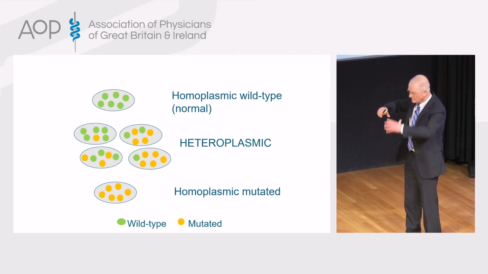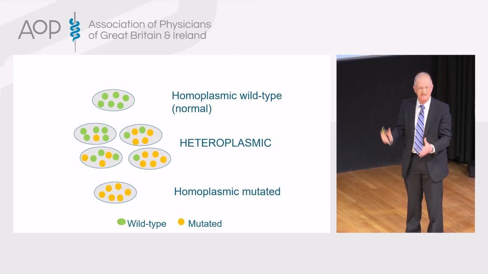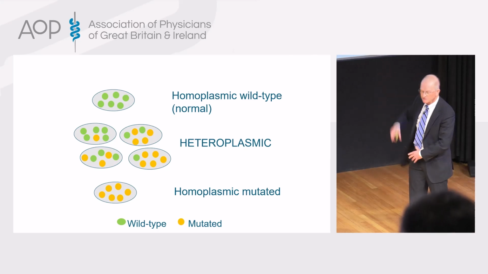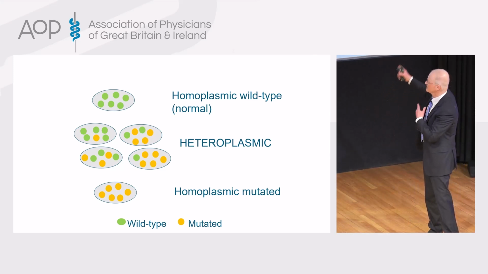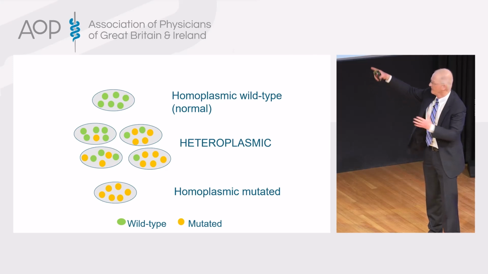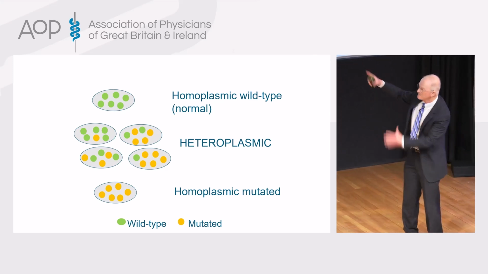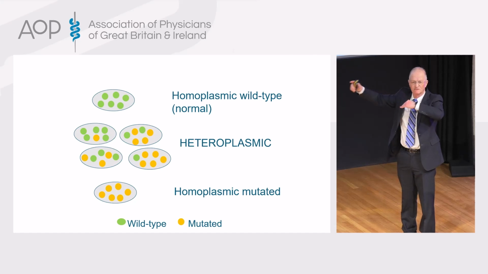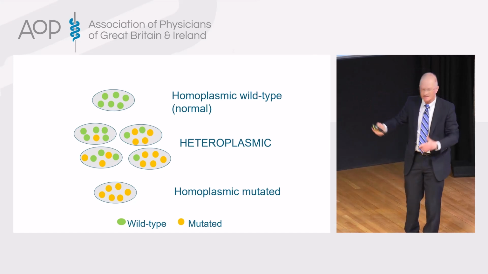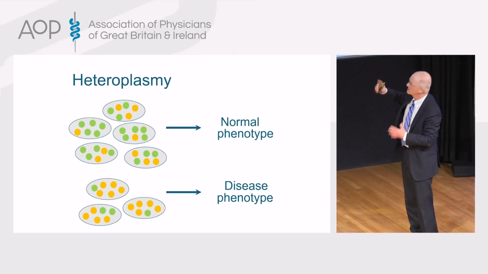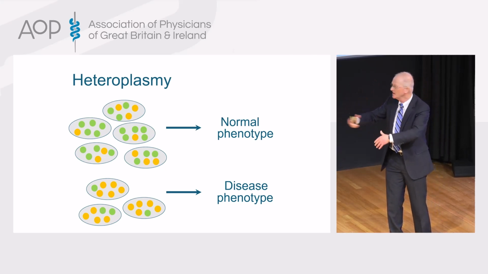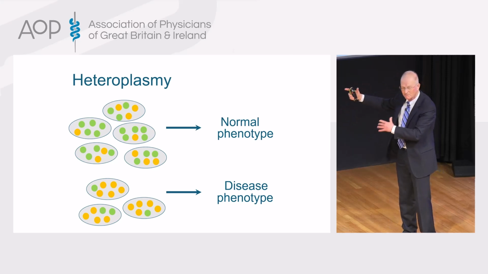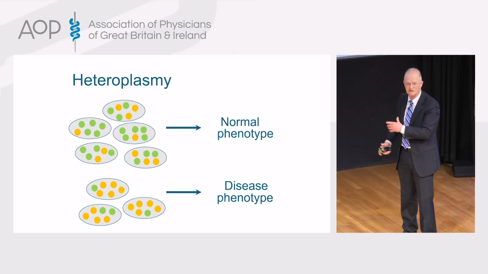So if you think about it, a cell has literally hundreds or thousands of copies of mitochondrial DNA. So if you're homoplasmic wild type, all your copies are normal. Or if you're homoplasmic mutated, like Sharon is, they're all abnormal. But in the middle, you can have a mixture of mutated and wild type. Now, does that matter? Well, it definitely matters, because these are functionally recessive, so if you've got a low number, you're not going to be affected. If you've got a high number of mutated forms, you're going to have disease.